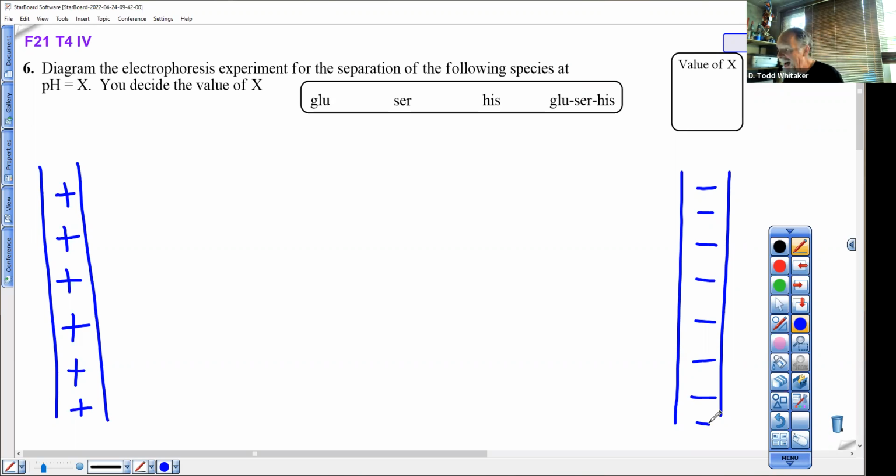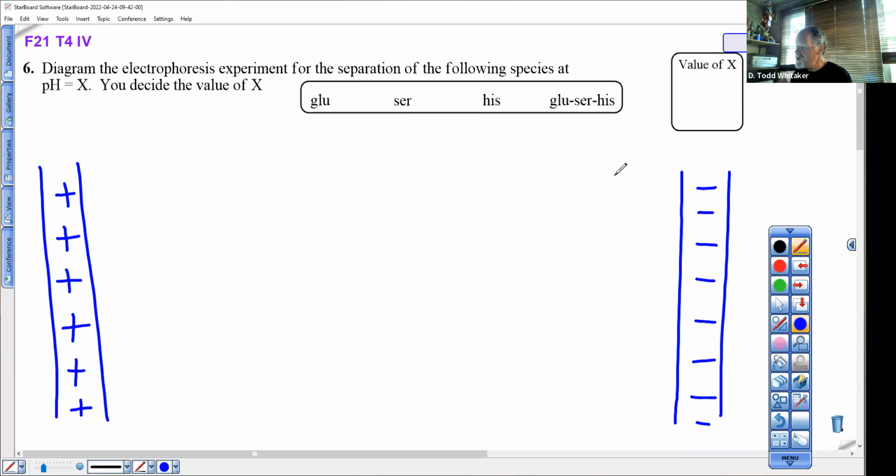You do need the PIs to figure out how far these objects move, these four objects. We have Glu, Ser, His, and a tripeptide Glu-Ser-His. And maybe earlier in the exam, we did the PI for Glu-Ser-His. So let's go find the numbers we need.